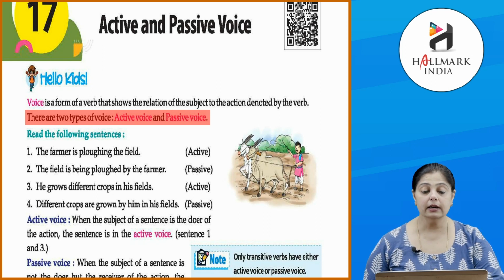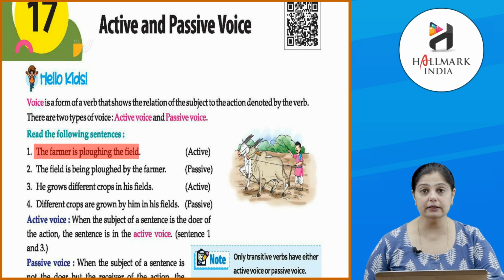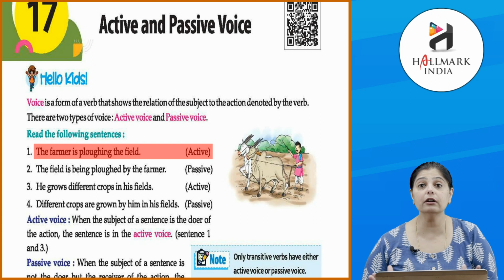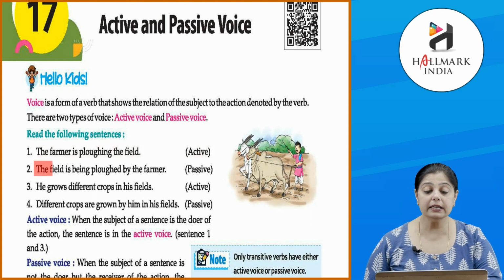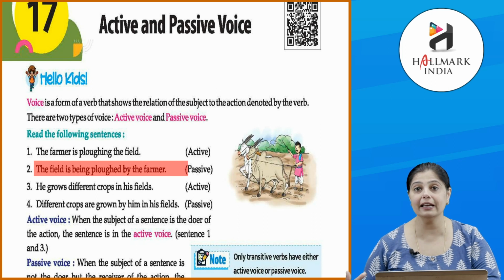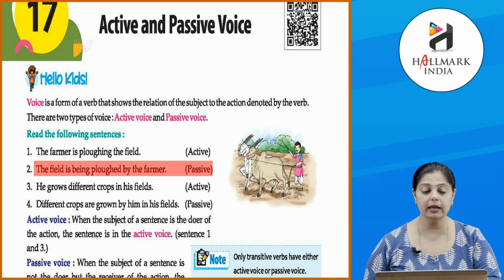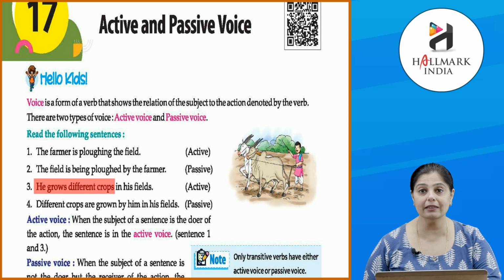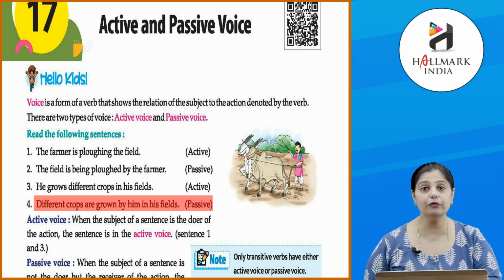Okay? So like, the farmer is plowing the field. This is active. So at present, farmer is plowing the field. The field is being plowed by the farmer. तो ये बन जाता है passive voice. Okay? He grows different crops in the fields. Okay? Active voice. Different crops are grown by him in his fields. This is a passive voice.